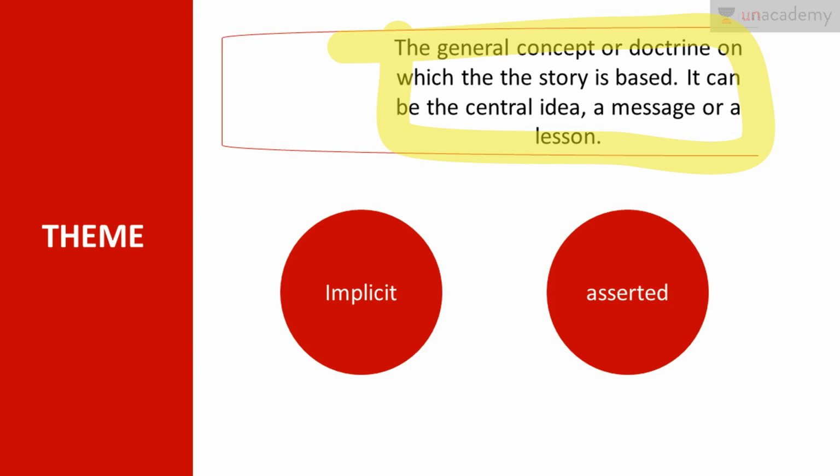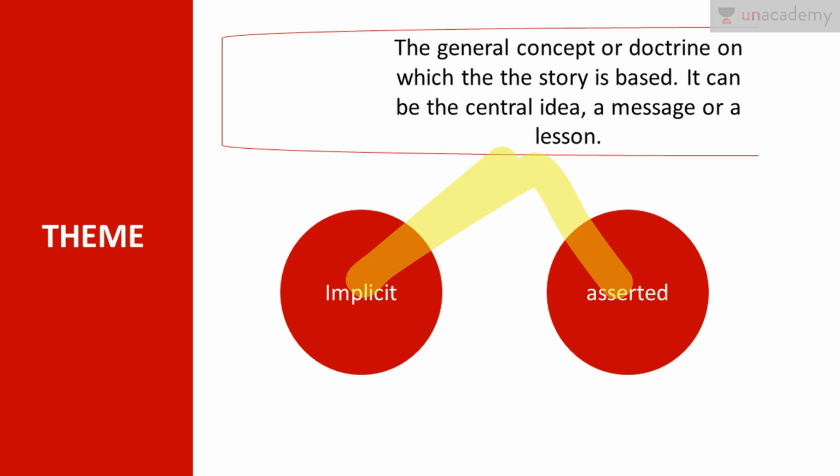Themes are usually of two kinds. It can be either implicit, which is implied. So the writer does not directly establish it, but implies the theme. And the second kind is that of asserted kind, when the theme is asserted, when it is pretty much clear. You don't have to read between the lines to deduce what message the writer is trying to give.